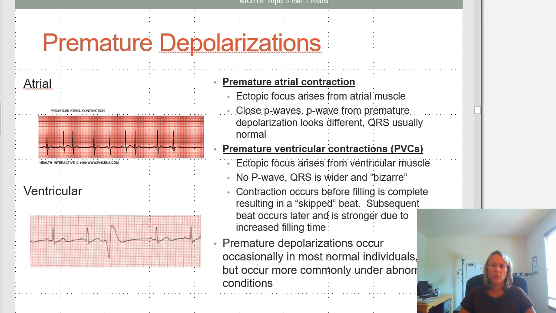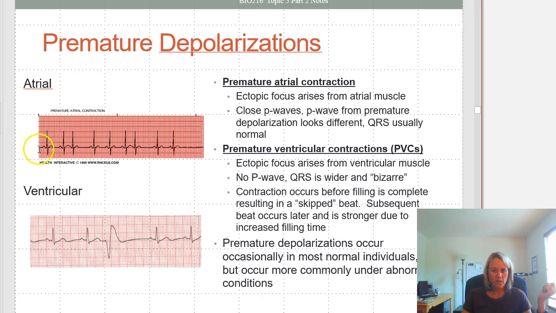Okay, premature depolarizations. This is where we have some ectopic focus that could arise in the atrial muscle for premature atrial contraction, or ventricular muscle, for premature ventricular contraction. And this is just a little area of the heart that's just a little bit irritable, and it spontaneously depolarizes, and it sends a wave of depolarization rather than having that wave of depolarization starting at the SA node.